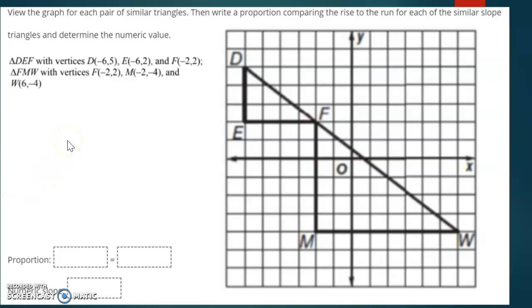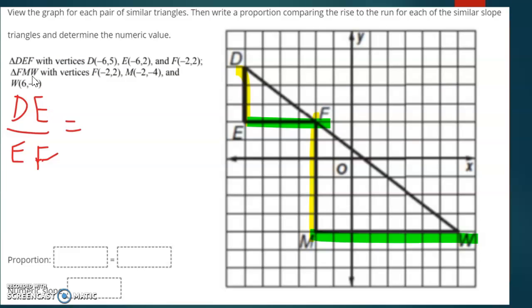On 5, you have 2 triangles. You have the rise to the run. The rise to the run, which would be, the rise would be DE, the run would be EF. That would be equal to the rise to the run, which would be FM to MW.